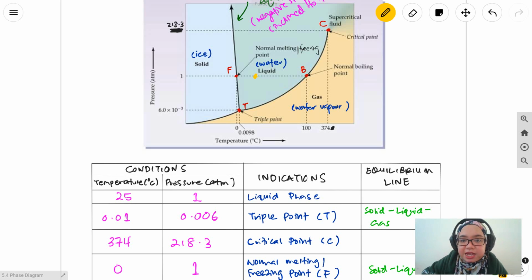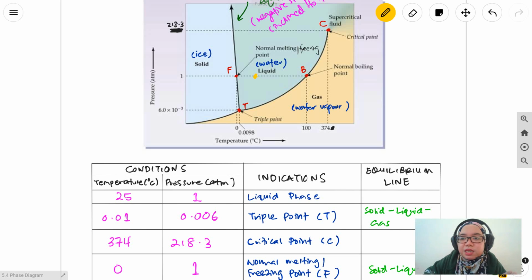So this means that no matter how great the pressure applied to the gas, it can no longer be liquefied into a liquid phase. Maksudnya, at this point, we can no longer distinguish the gas and liquid phase.